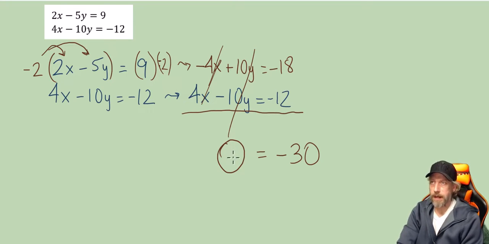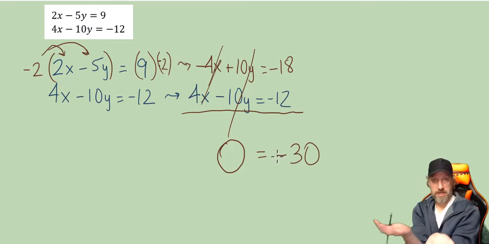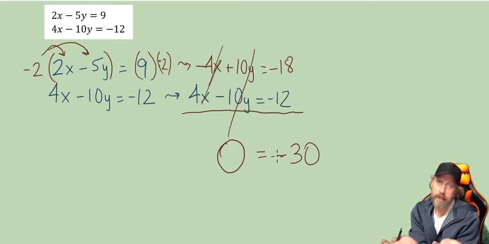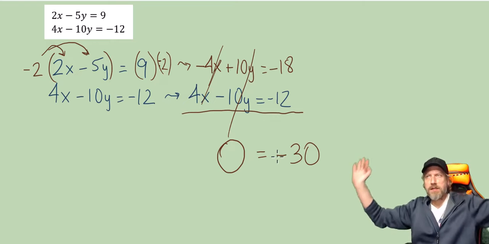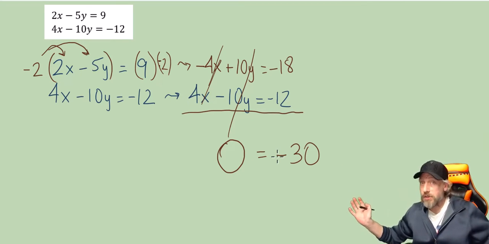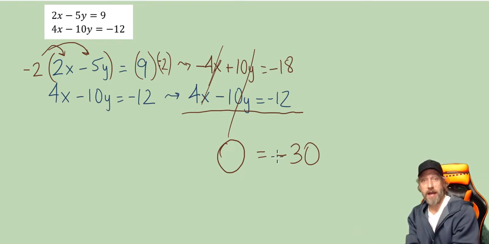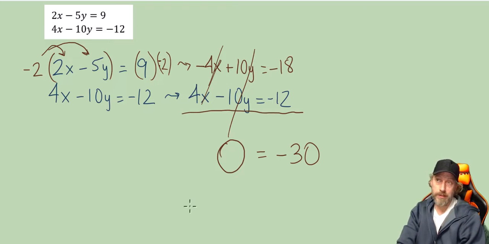It's telling us that this system can never have a solution because 0 can never equal -30. It says the x's and y's have both zeroed out because it doesn't even matter what numbers you use for x and y. You can never find one ordered pair that's going to work for both. So this tells us there's no solution.